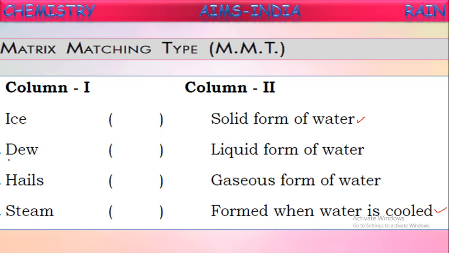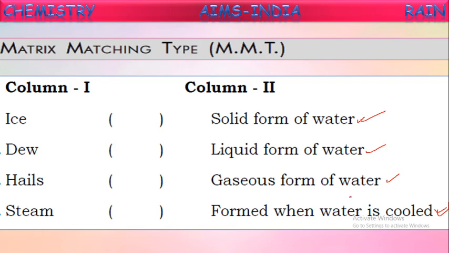If we say dew, dew is a liquid form of water, but it is not formed when water is cold. So only one, liquid form of water, is correct. Hails are hailstones. These are the solid form of water. It is correct for this, and it is also correct here, when water is cold. Isn't it? When rainwater comes in the very cool areas, that starts converting into hailstones. So that is correct for this. What is steam? Is it solid state or liquid state? Not these 2. It is gaseous form of water. Okay, they are the matchings.